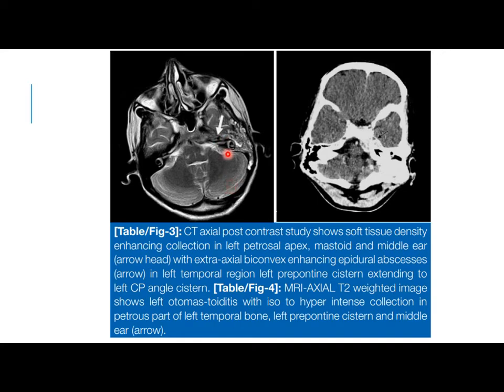And this is the corresponding MRI axial T2 weighted image. It shows a left otomastoiditis with iso to hyperintense collection in the petrous part of the temporal bone, and left prepontine cisternae and the middle ear. So we can assess better by the MRI the intracranial regions and the associations.